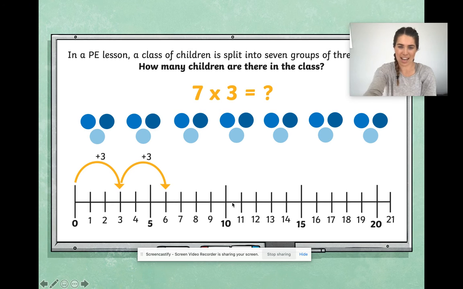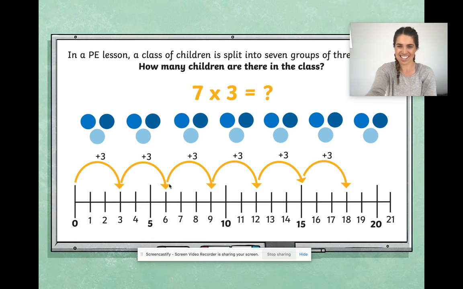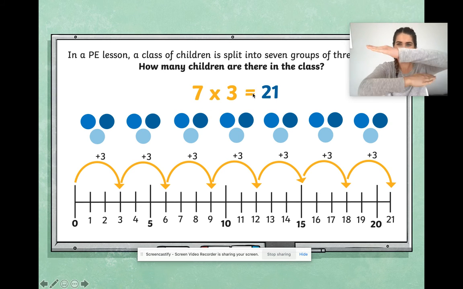Let's see how I would show that now on a number line. How many jumps do I need to have? I need 7 jumps. How many numbers in each jump? 3. So I need to go up by 3, 7 times. I've gone up by 3 once, up by 3 2 times, 3 times, 4 times, 5 times, 6 times, 7 times. And whatever number I land on at the end, once I've done my 7 jumps in groups of 3, that's going to be my answer. And I write my answer after my equals sign in a number sentence.